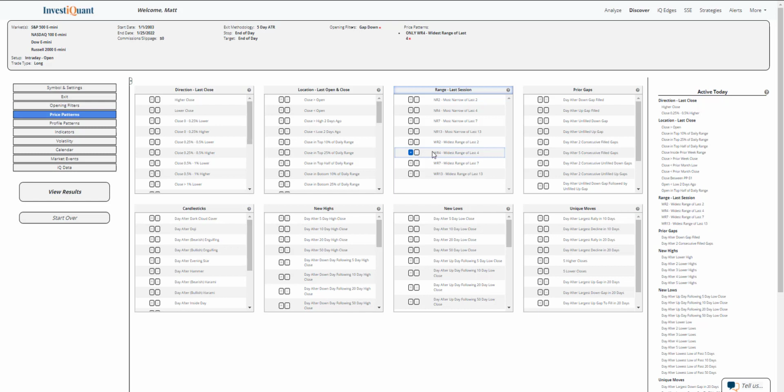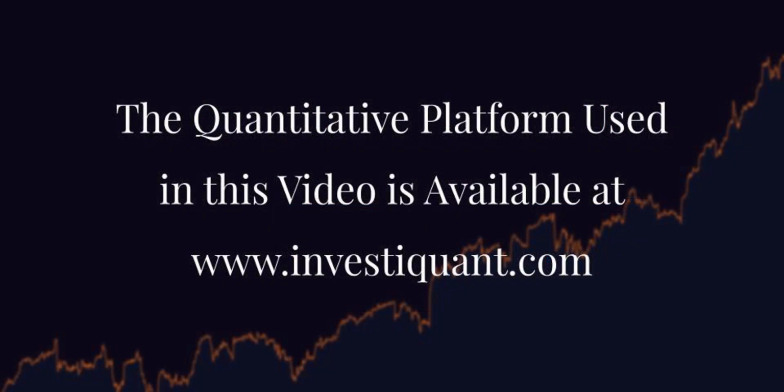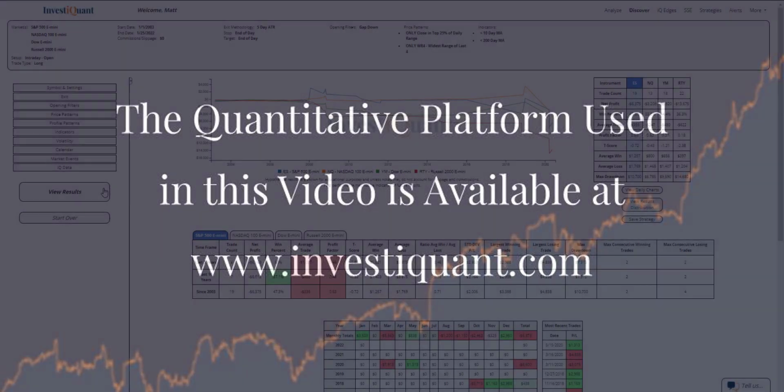I'm also going to say that yesterday closed up near the highs of the day. I'm going to grab this close in top 25% of the daily range from the active today section. Then I'm going to put us in a similar market environment. We are still below a 10, below a 200-day simple moving average, so a weaker environment here, and then click View Results. All right, here we go.